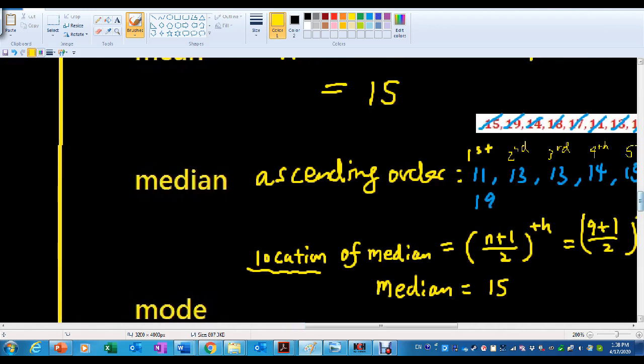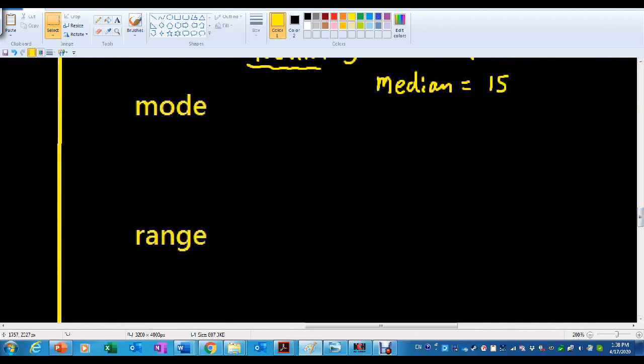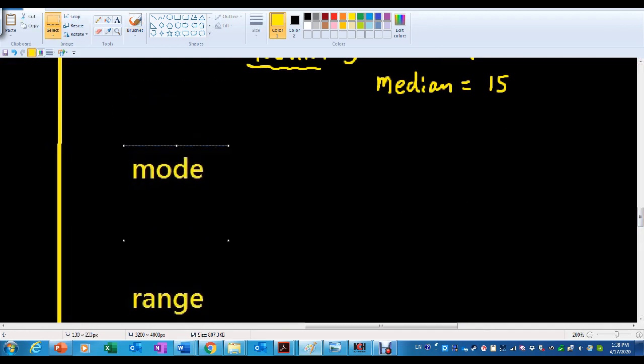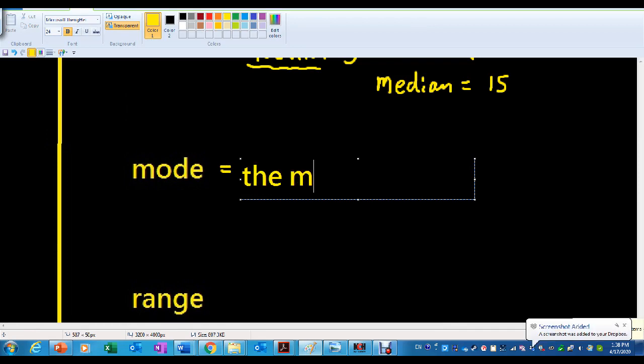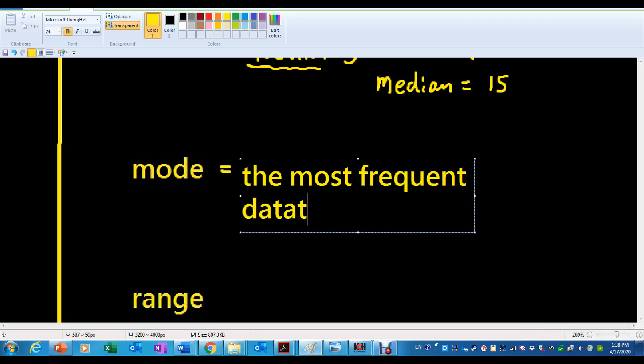Last one, we're going to do the mode. Do you remember the definition? The mode is the most frequent data. Which is the most frequent data?